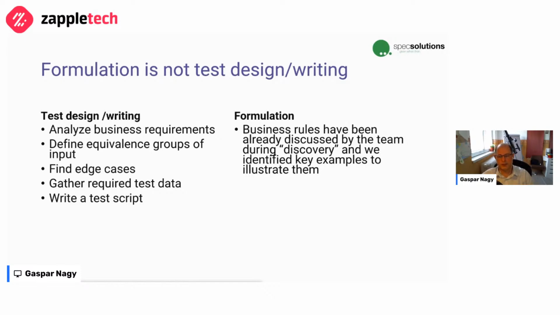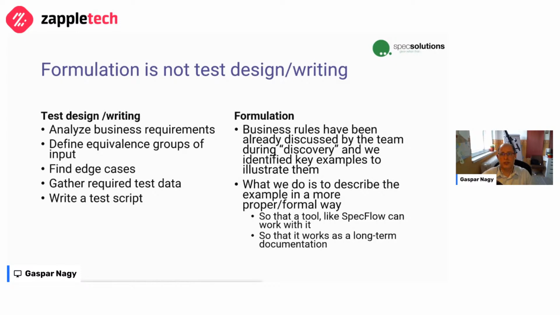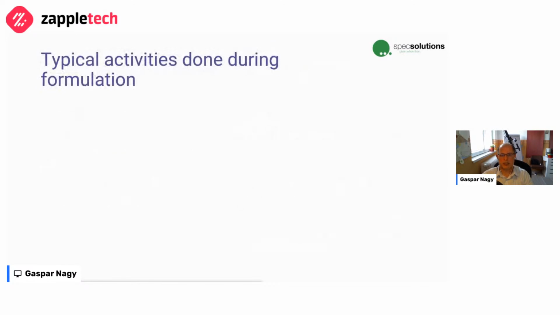I will show a few examples for that so that you can see. So anyway, that kind of work has already been done. So what we really need to do is take what we collected as rough examples or notes in the discovery session and put them into a properly written formal way, so that tools like Cucumber and SpecFlow can use that, and that it works as long-term documentation. So obviously we will need to review the wording and many other things. So these are the key differences, and from that you see that these are quite different things. Typically formulation is absolutely different from classic test writing or test design.